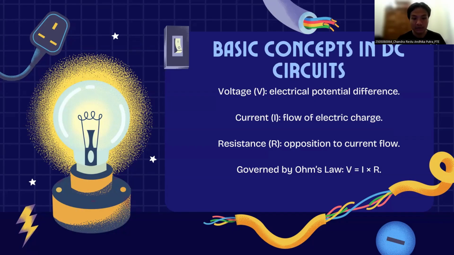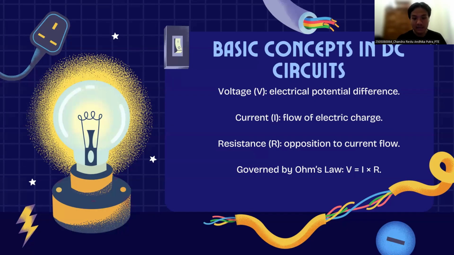Number two is current. Current is the flow of electric charge, measured in amperes. It tells us how much charge is passing through a conductor per unit time. Number three is resistance. Resistance is the opposition to the flow of electric current, measured in ohms. All materials have some resistance, but resistors are components specifically designed to provide a controlled amount of resistance.